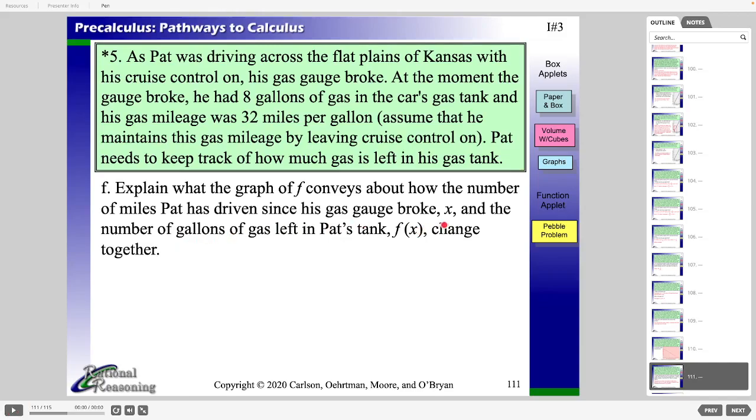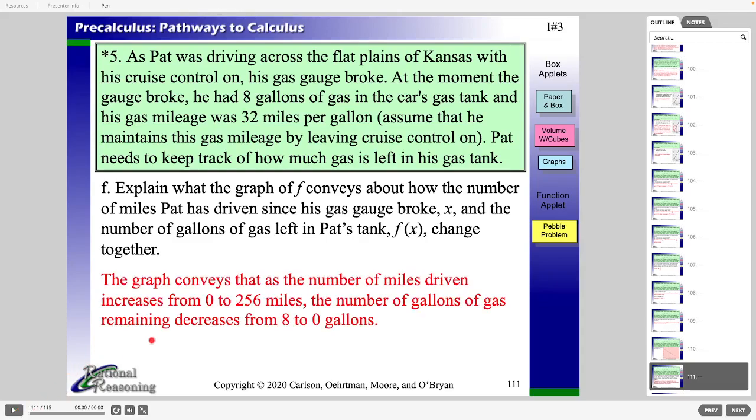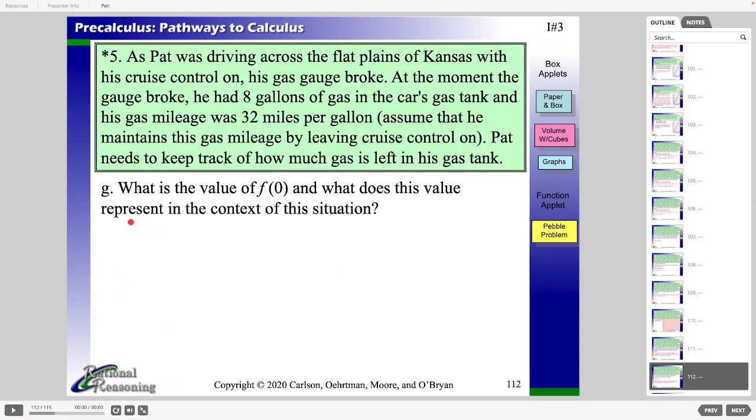What does it convey about the number of miles Pat has driven since the gas gauge broke, x, and the number of gallons of gas left in the tank? Well, it's telling us the rate of gas that is getting used up per mile, right? You'll go 32 miles on 1 gallon. So the domain is from 0 to 256 miles, you'll run out of gas after that. And the gas in the tank goes from 8 to 0. And hopefully don't try to run it all the way down unless you have a reserve tank somewhere.